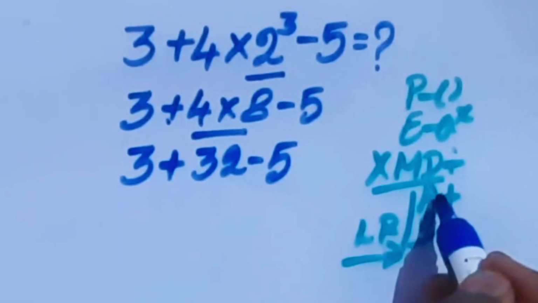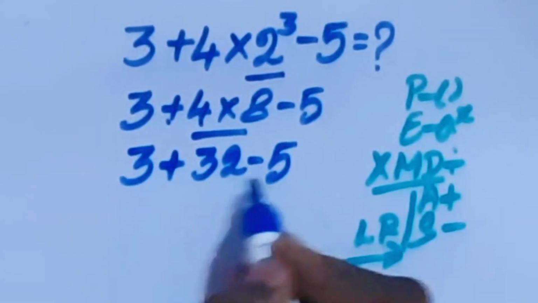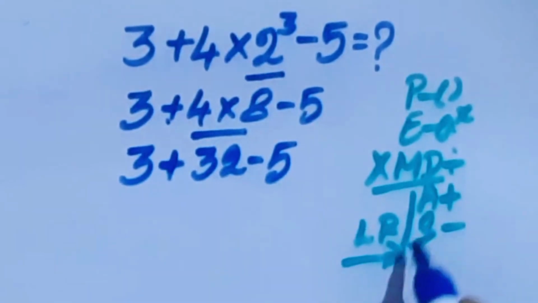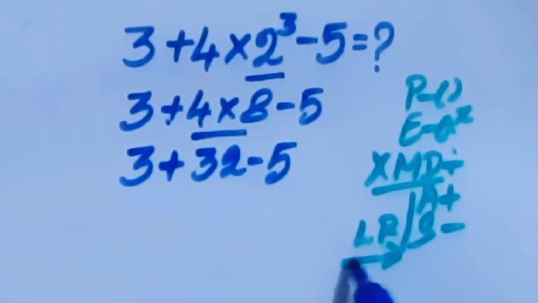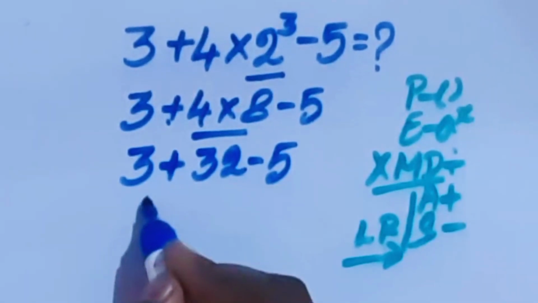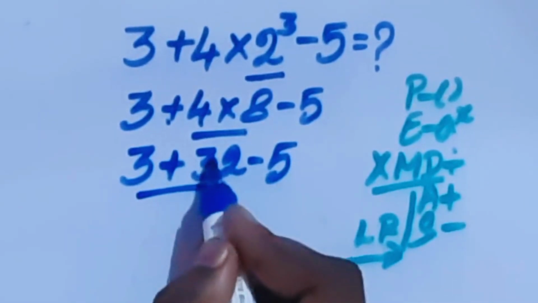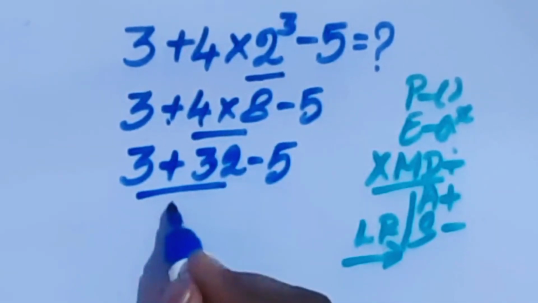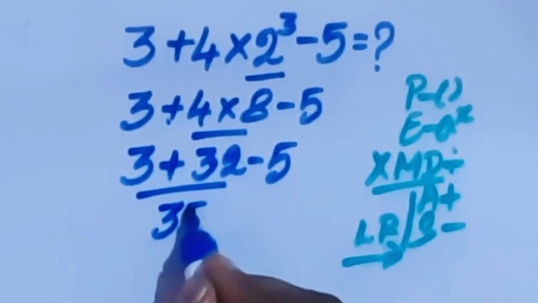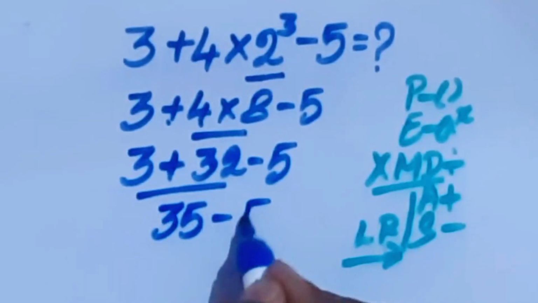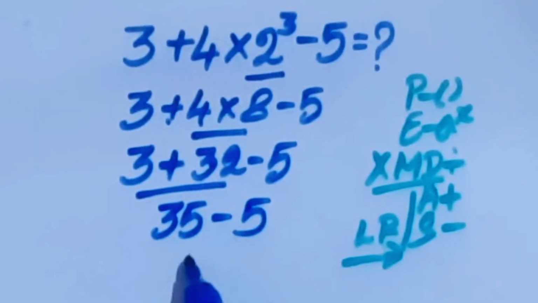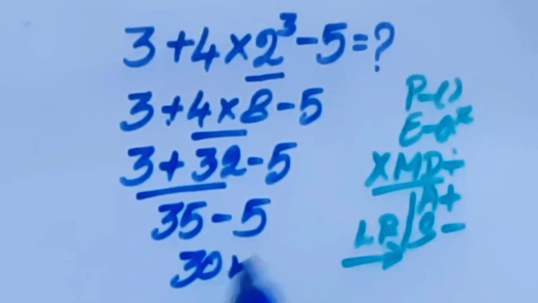Here we have the next priority, addition and subtraction. Addition and subtraction both are equal priority. For equal priority we have introduced the left to right rule. Here left to right is this 3 plus 32. 3 plus 32 is 35, minus this 5. Here 35 minus 5 is 30, which is the correct answer.